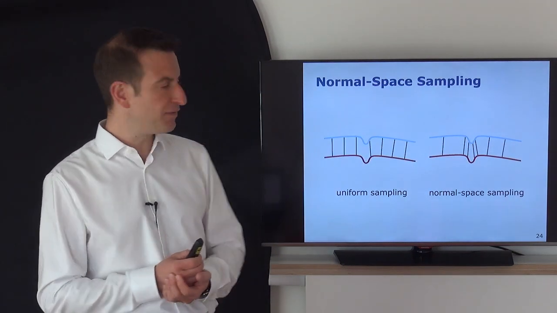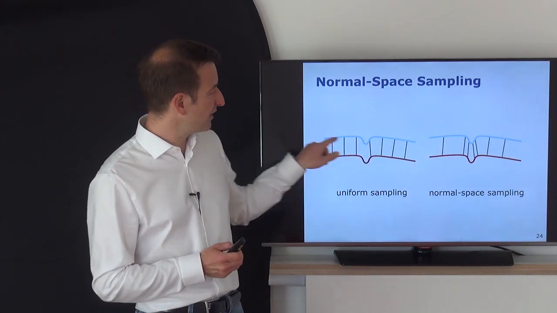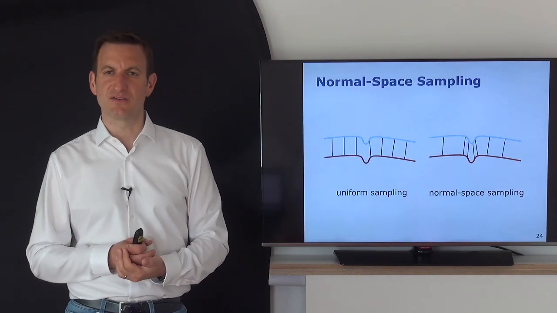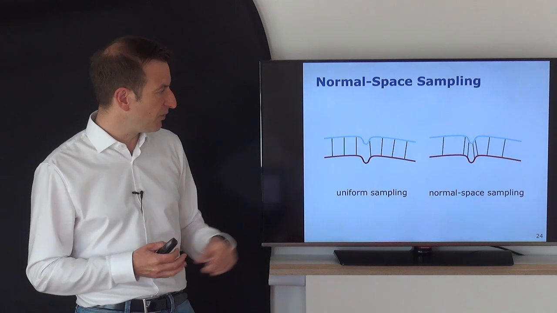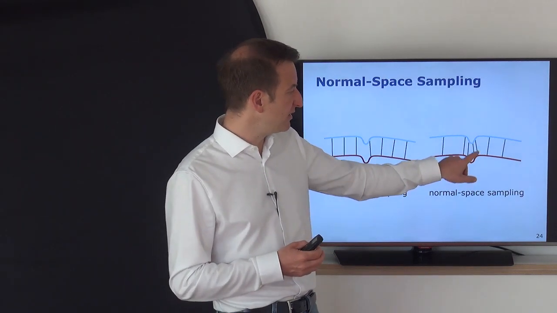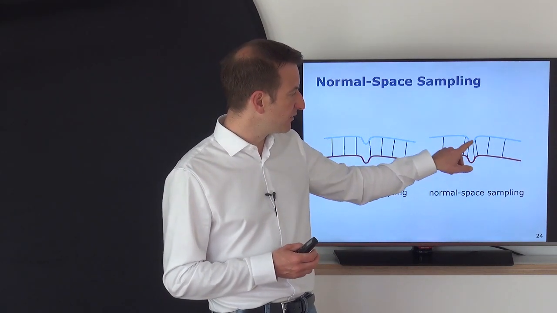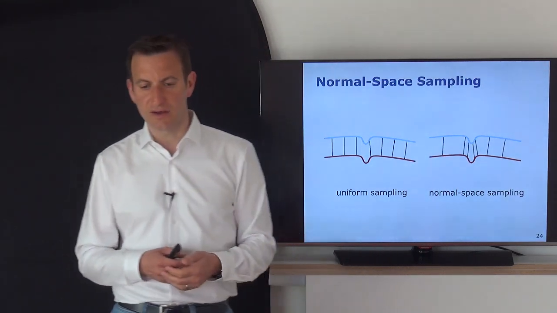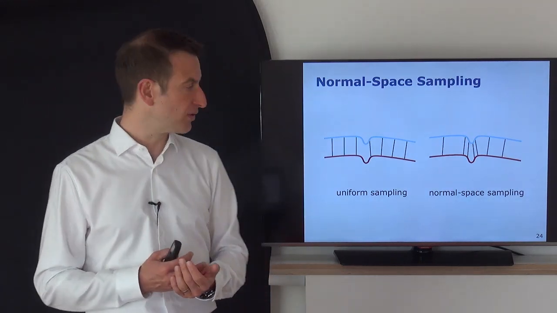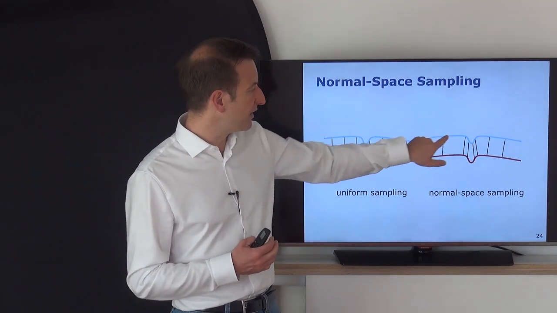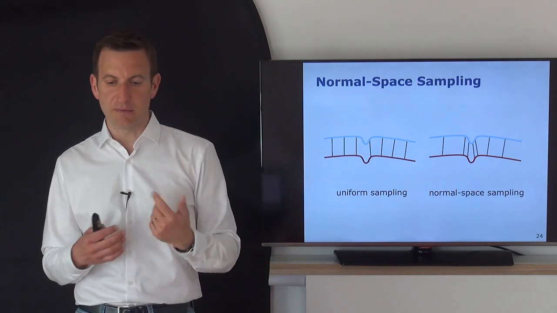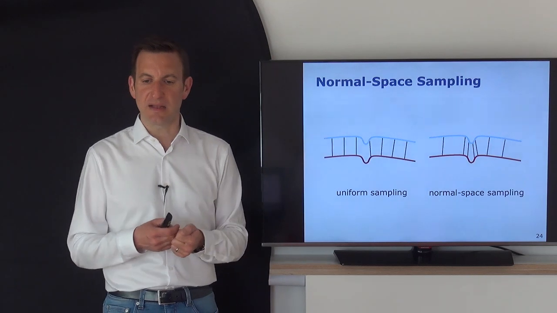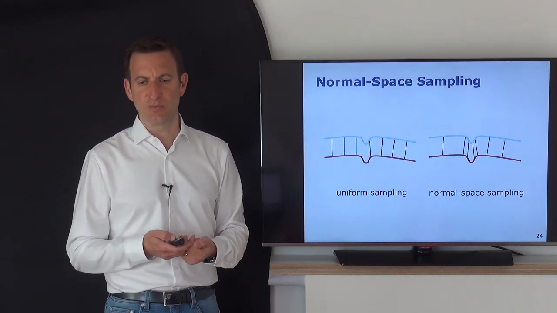So there's one example over here. If I have two scans and they look like this, a uniform subsampling may generate data associations which look like this. In normal space subsampling, you can see that the density of the data association points is higher in areas where there is a change or a stronger change in normals. In areas where there's no change in the normals, the amount of data associations is smaller, and this can be used to get a better alignment, especially if I have large smooth surfaces.